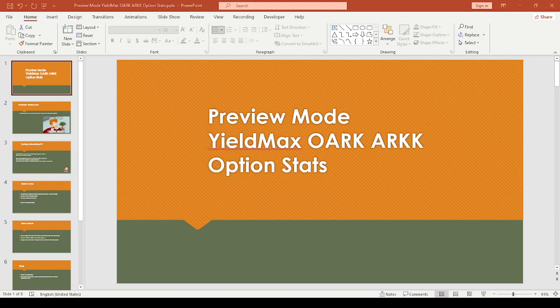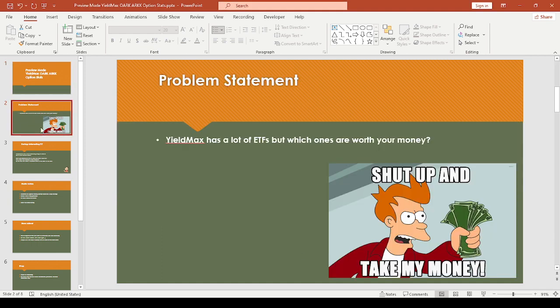So today I wanted to start experimenting with different formats because I think sometimes spreadsheets might not be that exciting for everybody. So I think maybe showing the thinkorswim trading platform might help. So YieldMax has a lot of ETFs, but which ones are worth your money?